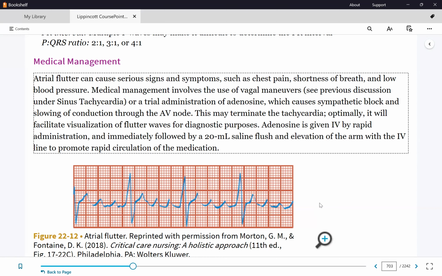If it doesn't work after 6 milligrams, you can repeat with 12. After how long? Every 3 to 5 minutes. So another 6 or 12? 12 this time. Okay, that's what I asked. So every 3 to 5 minutes.